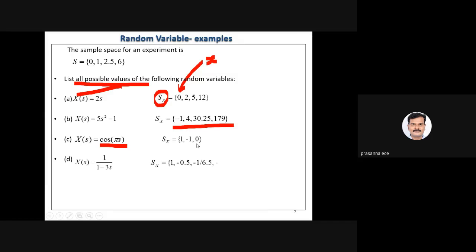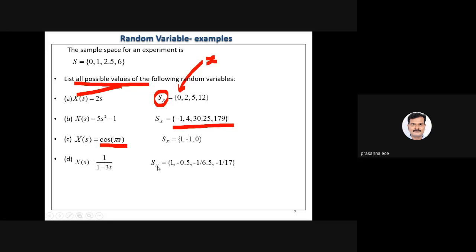Okay. So here we are just having 3 different values, 1, -1, and 0. So what happens is 2 values from the sample space are mapping onto a single value, right? So one value is mapped from 2 different outcomes. Okay, and then the last one, X of s equal to 1 by 1 minus 3s.